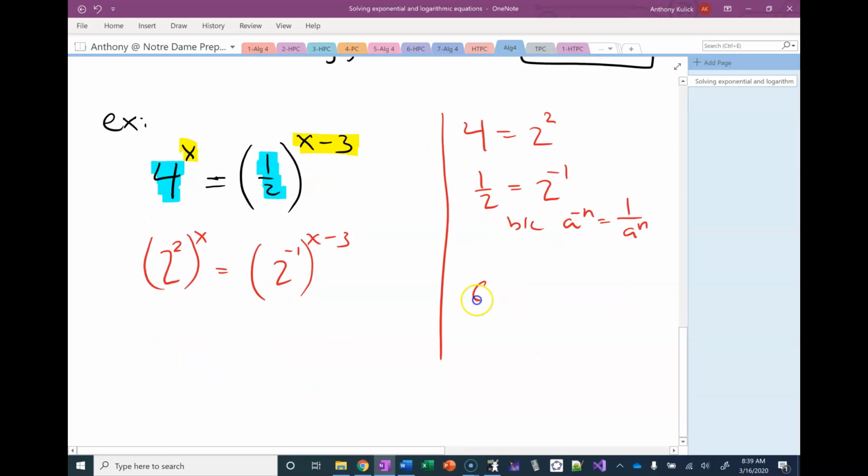Now remember, we have a property of exponents that deals with when I have an exponent of an exponent like this. So a to the n to the m is a to the n times m. So 2 squared to the x becomes 2 to the 2x. And 2 to the negative 1 to the x minus 3 becomes 2 to the negative x plus 3.